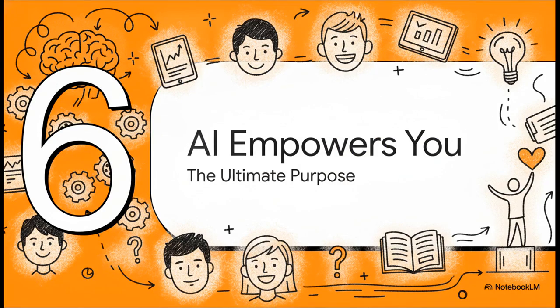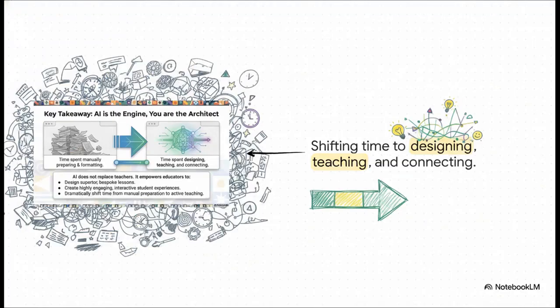Finally, let's bring it back to you. In Section 6, AI empowers the educator. The biggest takeaway here is this: AI is the engine, but you are still the architect. Look at this massive shift. Before, it was mountains of paper and endless hours spent manually prepping and formatting. Now, your time is spent actively designing, teaching, and really connecting with your students. AI is absolutely not here to replace teachers, it's here to empower you. It empowers you to design superior, bespoke lessons and highly engaging experiences. Most importantly, it dramatically shifts your most precious resource, your time, away from manual, boring prep work and right back into active, human teaching.